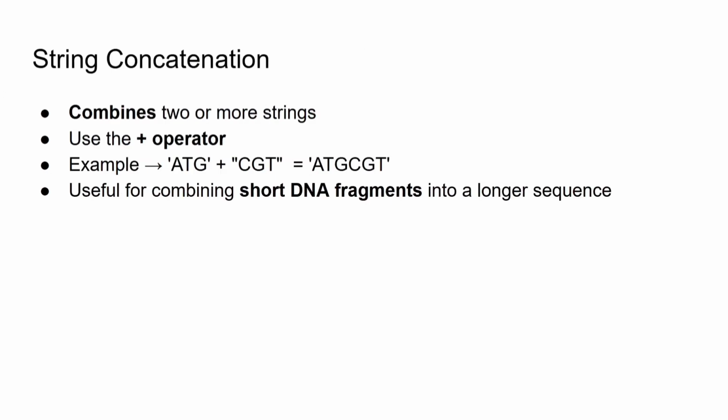String concatenation. In bioinformatics, we often work with short fragments like codons or small sequence reads. Sometimes we want to put them together into a longer sequence. In Python, we can do this using the plus operator. For example, in the slide you can see ATG plus CGT. This combines the string ATG and CGT and produces one longer string, that is ATGCGT, which is a longer DNA sequence.